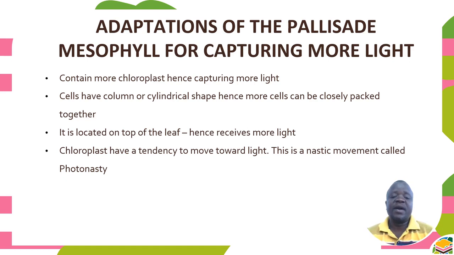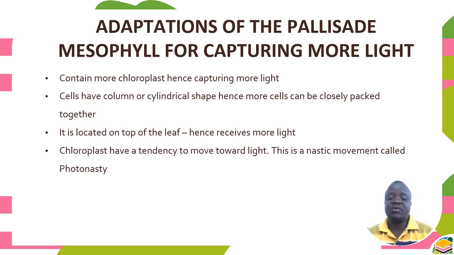Second, the cells have a columnar or cylindrical shape, hence more cells can be closely packed. It is located on top of the leaf, so this layer is close to the surface of the leaf. We are now exposing the leaf to light, therefore capturing more light. The chloroplasts also have a tendency to move towards the light.